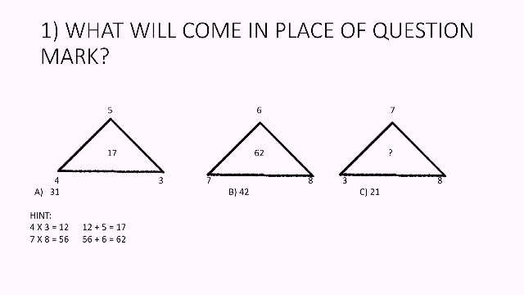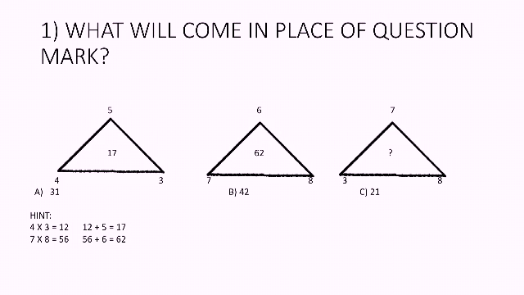For the first triangle, at the top 5 is given and at the bottom two corners 4 and 3 are given. Now students, if you multiply 4 and 3, 4 3s are 12. Now with this 12, if you add 5, you get 17. So 17 is written in the middle. So how are you getting the number inside the triangle?